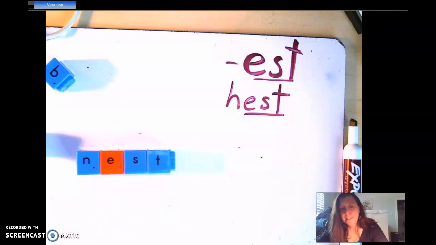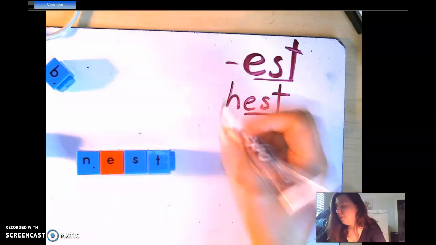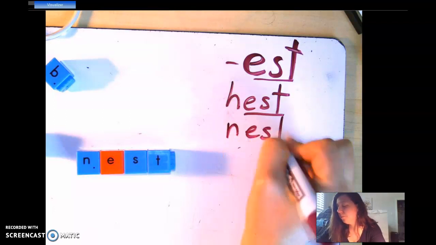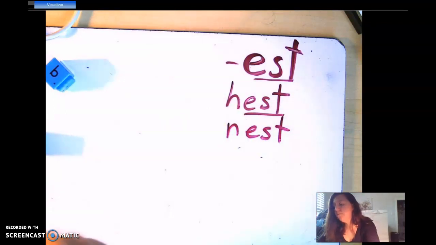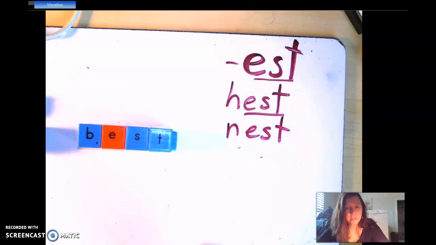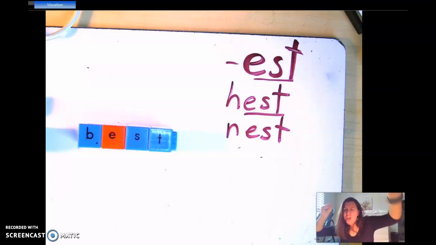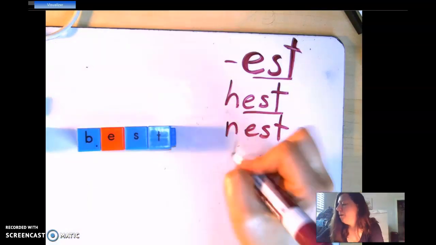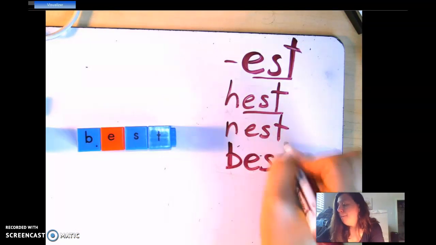Est. Nest. Here's my nest. And here is this is B. Est. Best. You're simply the best. Better than all the rest. Here we go. That's how I came up with the word best.